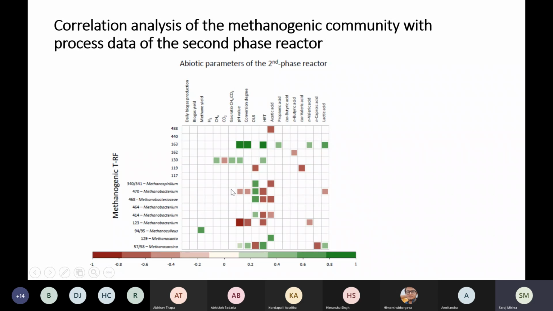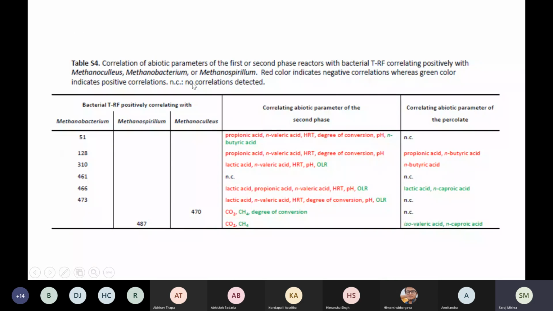Okay. So now, again, very interesting is this table from the same paper. Again, we have the correlation of abiotic parameters, so they have kind of summarized it now. That is the correlation of the abiotic parameters like the pH, or production of fatty acids, or the hydraulic retention time, organic loading rate in the first or in the second phase reactor, with the bacterial terminal relative fluorescence correlating positively with all these methanogenic bacteria. The red color indicates a negative correlation and the green color indicates a positive correlation.